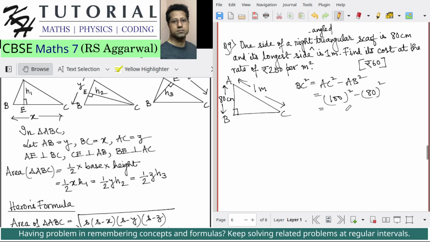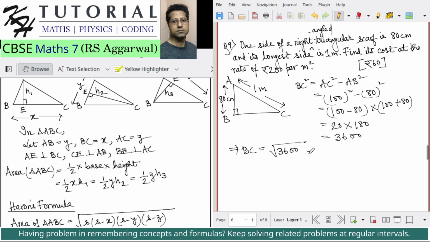So this is equal to, using the formula of a square minus b square is equal to a minus b into a plus b, 100 minus 80 multiplied by 100 plus 80. This is equal to 20 multiplied by 180, which is equal to 3600. So this implies BC will be equal to square root of 3600, which is equal to 60. Okay, so BC is 60 centimeter.